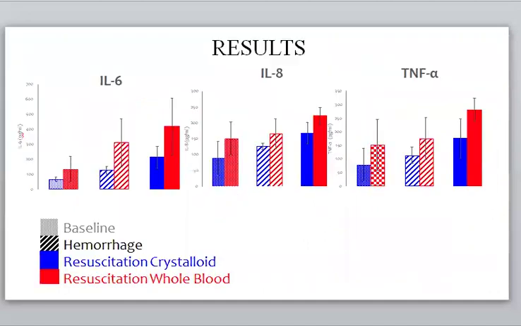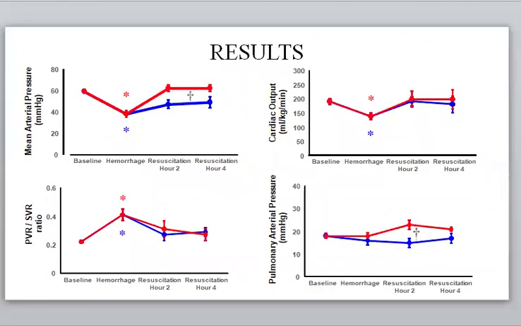Looking at 13 different serum markers of inflammation, here I highlighted 3 important markers predictive of ALI and ARDS: IL-6, IL-8, and tumor necrosis factor alpha. We did not find a significant difference between the different resuscitation fluids, although it should be noted that our whole blood cohort had increased cytokines relative to crystalloid at baseline, and that this magnitude of change was not significant. Similar results were found for the other 10 markers.